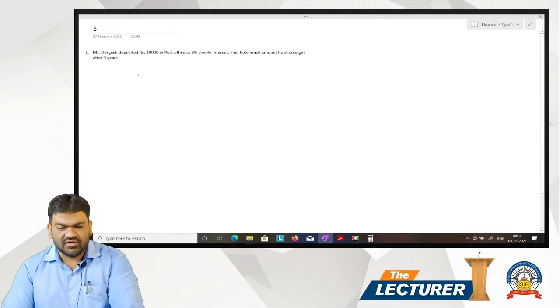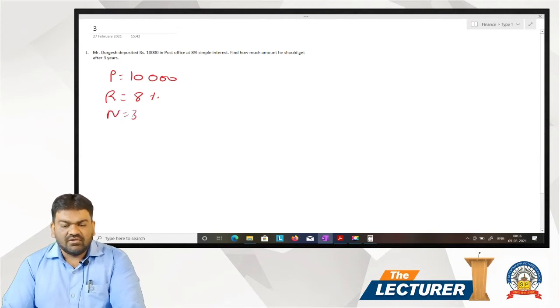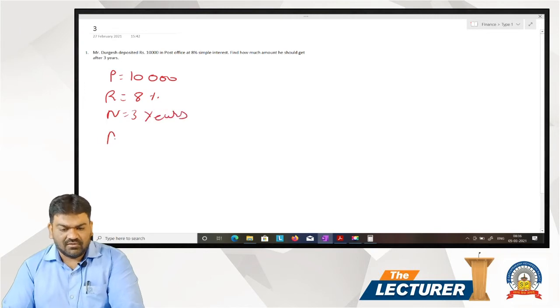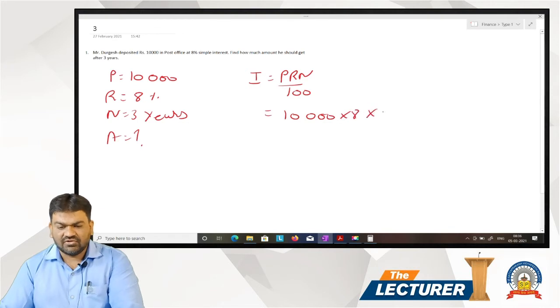Next, example number 3. Mr. Durgesh deposited 10,000 in post office. Deposited, that is P, that is 10,000 at a 8% simple interest rate. So R is equal to 8%. Find how much amount he should get after 3 years. N is equal to 3 years. How much amount? That means total amount, that is A. So let's first we have to find out I. I is equal to PRN upon 100. P is equal to 10,000. R is equal to 8. N is equal to 3 divided by 100.